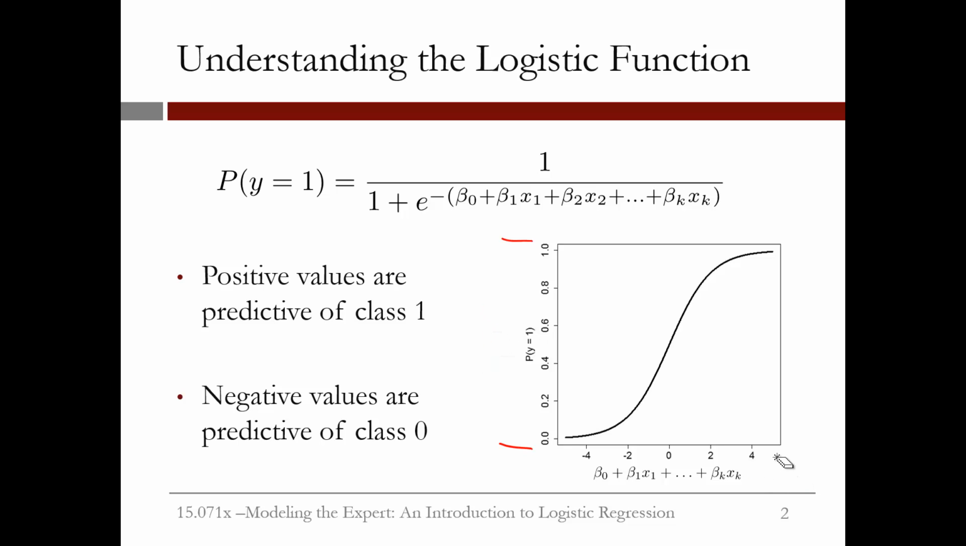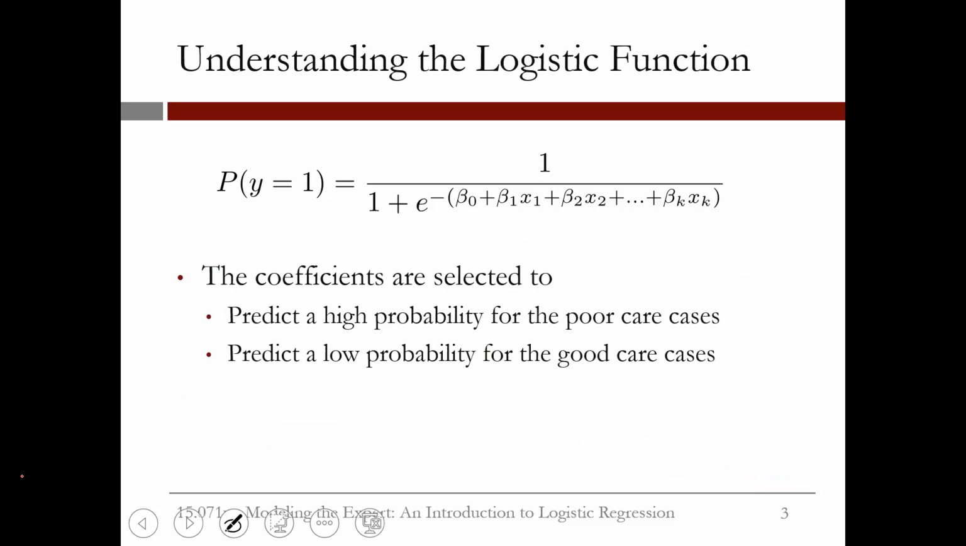On the other hand, a negative coefficient value for a variable decreases the linear regression piece, which in turn decreases the probability that y equals 1, or increases the probability of good care. The coefficients, or betas, are selected to predict a high probability for the actual poor care cases and to predict a low probability for the actual good care cases.